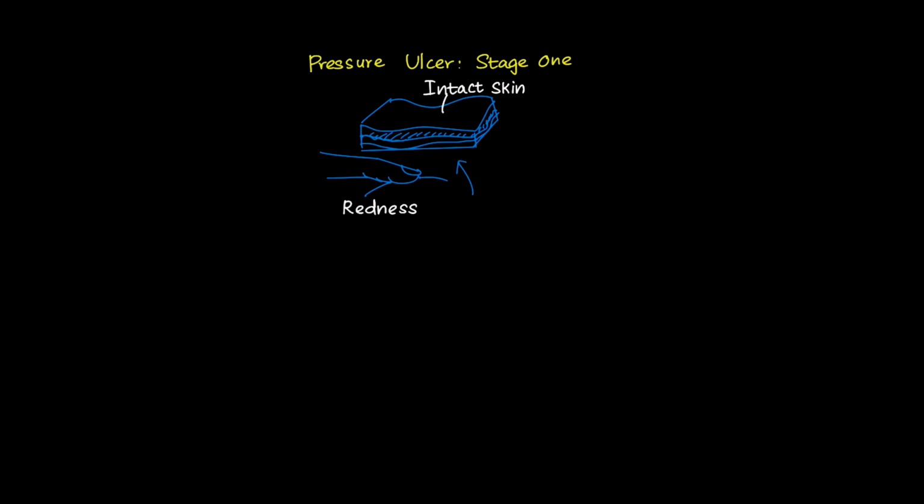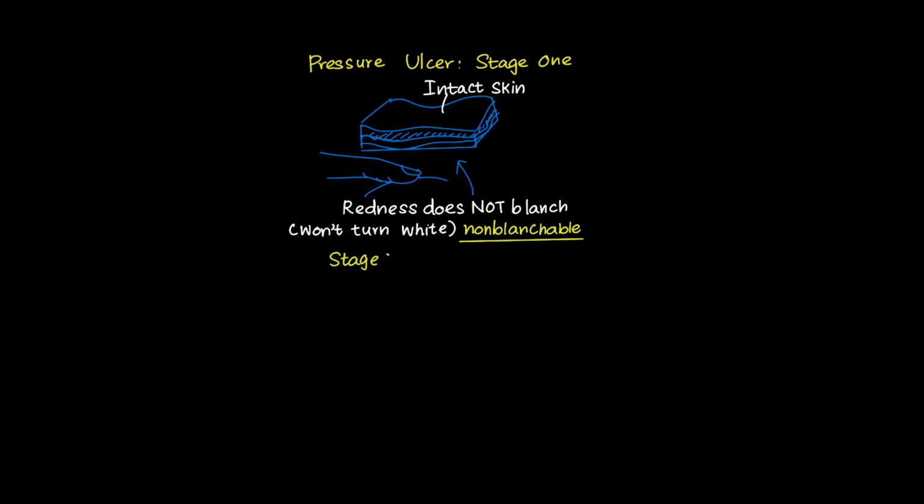Stage 1 is defined by two things: intact skin and non-blanchable redness. Blanchable redness is actually normal. You press, it turns white briefly, then returns to colour. Non-blanchable redness means the tissue underneath has been damaged enough that the redness persists under pressure. That's the early warning sign.